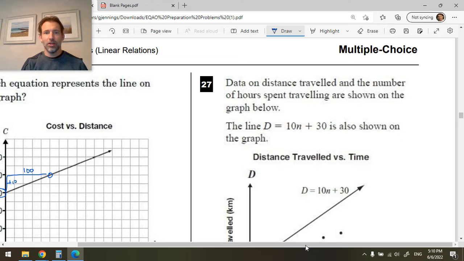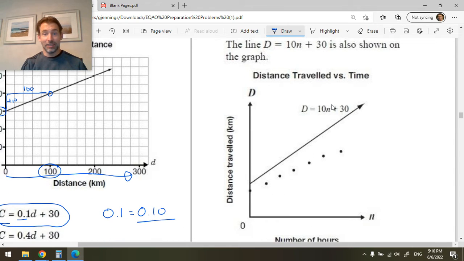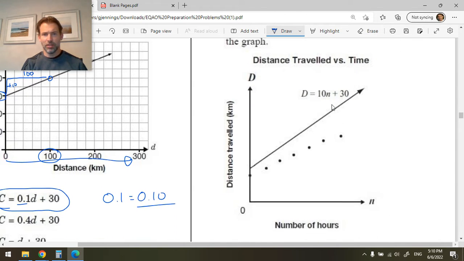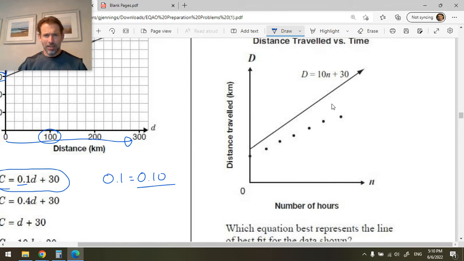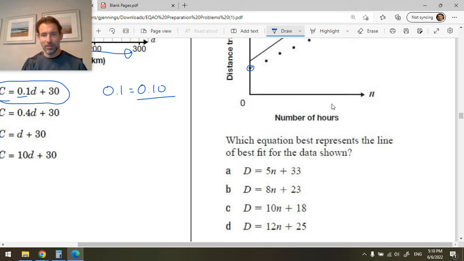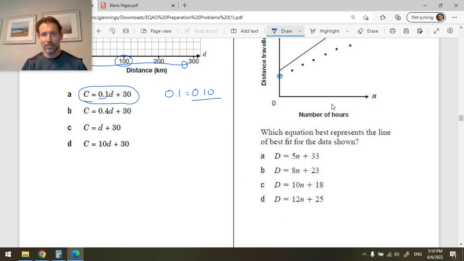Let's keep going. Data on distance traveled and the number of hours spent traveling are shown on the graph below. The line D is equal to 10n plus 30 is also shown on the graph. Distance traveled versus time. Okay. Distance traveled, the number of hours spent traveling. Well, that's strange. Why have they spent 0 hours traveling and they've already traveled some distance? I'm a little confused by this question to begin with. Which equation best represents the line of best fit for the data shown? Oh, I see what they want us to do.